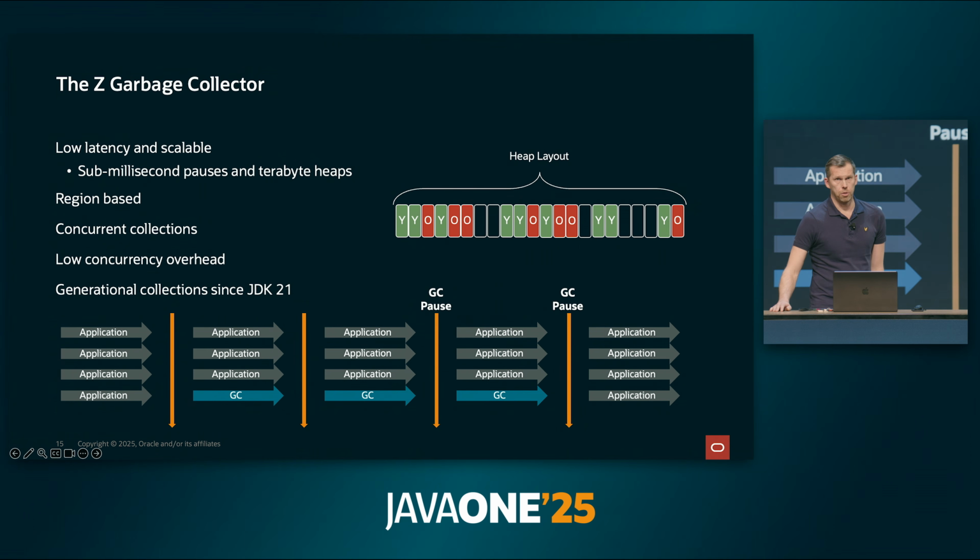We added support for generational collections to ZGC in JDK 21. In JDK 21, you still need to enable the generational support by using a flag called ZGenerational. Since JDK 23, the default mode using ZGC is the generational mode. So after JDK 23, you don't need to specify this flag. And yeah, we really encourage people to use the generational mode.